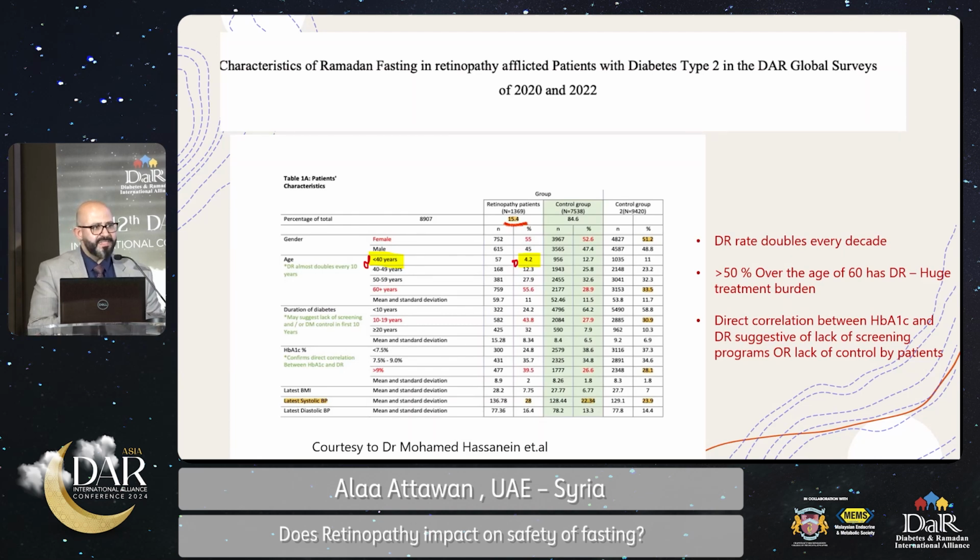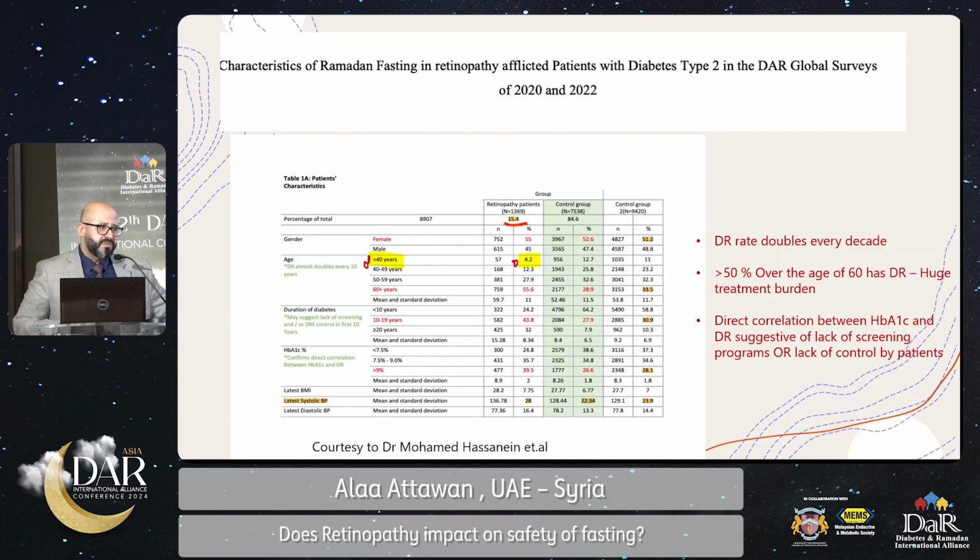And as the data has come mostly from third world countries, probably they do not have a well-established screening program as we do have in the UK, for example, which triggers the importance that we really need to have a screening program in every diabetic center if possible. Another point is, as we know, there is a direct relation between HbA1c and diabetic retinopathy, probably suggestive of lack of screening or lack of control.